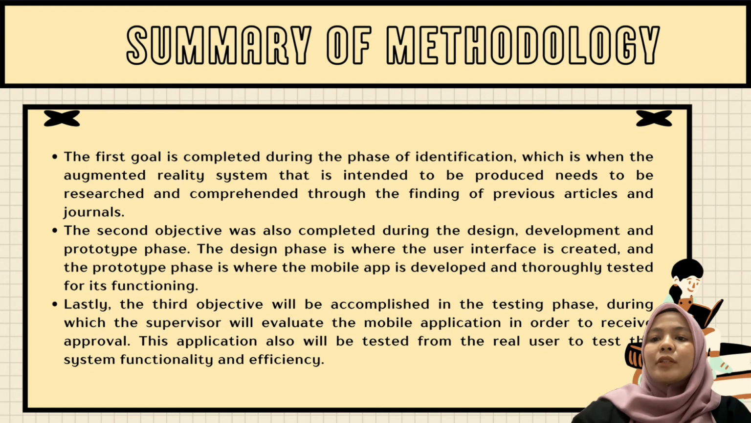Next is summary of methodology. The first goal is completed during the phase of identification, which is when the augmented reality system that is intended to be produced needs to be researched and comprehended through the finding of previous articles and journals. The second objective is also completed during the design, development, and prototype phases. The design phase is where the user interface is created, and the prototype phase is where the mobile app is developed and truly tested for its functioning.